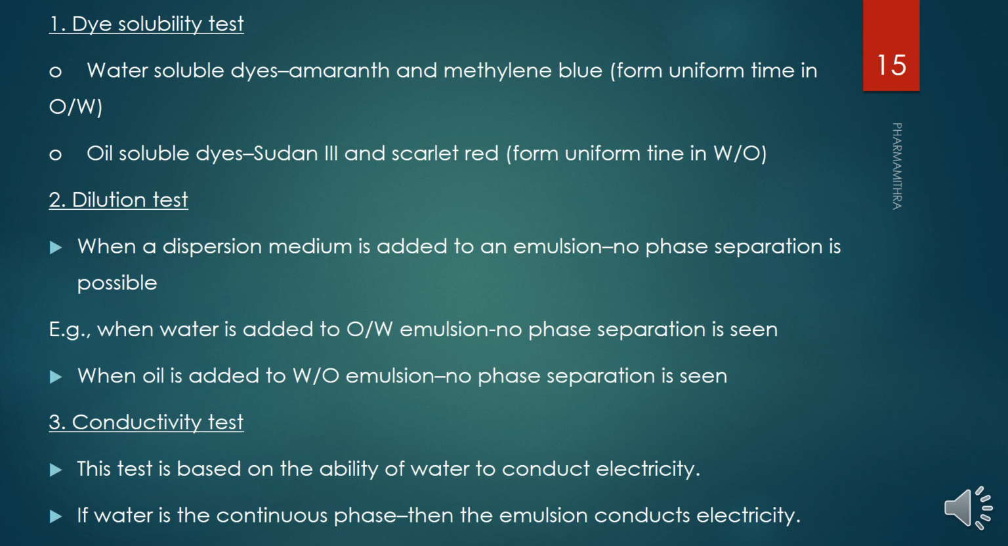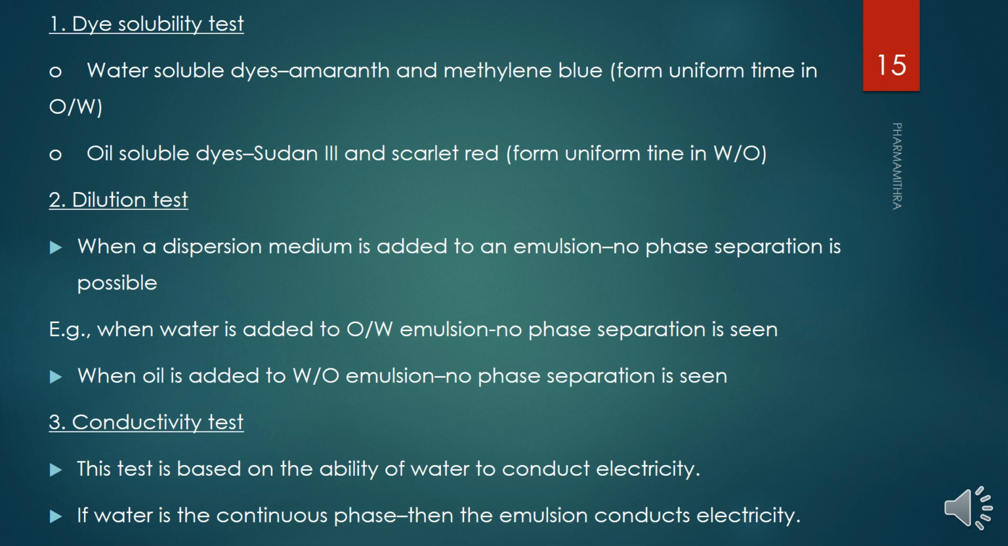The second test is the dilution test. Dilution test means when the dispersion medium is added to an emulsion, no phase separation is seen. For example, if you add water to an oil in water emulsion, no phase separation is seen. Likewise, if oil is added to a water in oil emulsion, no phase separation. That is, to the dispersion medium we add the same, no phase separation. That means it is the same emulsion.